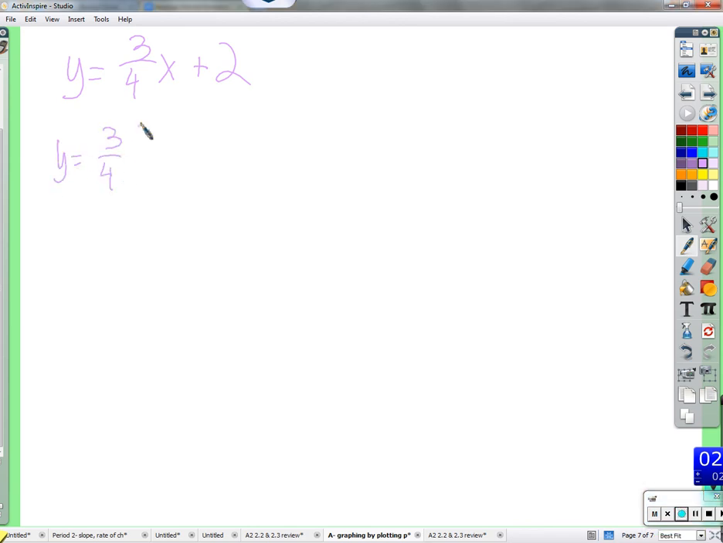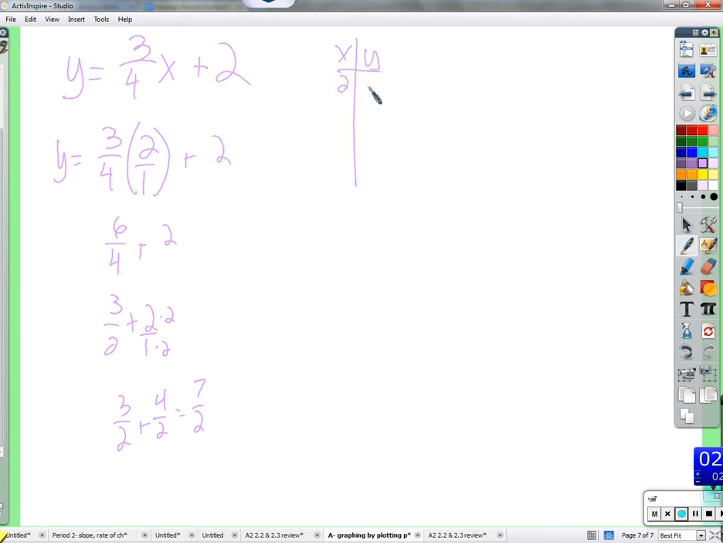See this out there, 3/4 times 2, let's do 2 over 1, makes it a little bit easier. 3 times 2, 6, 4, how about 3 over 2, right? These have a factor of 2. Now what do we need in order to add two fractions together? Common denominator. So I'll make this 2 over 1, multiply this by 2 over 2, so I get 3/2 plus 4/2 equals 7/2. I did it. X was 2, y is 7/2. All right. Not too bad. Too difficult, right?